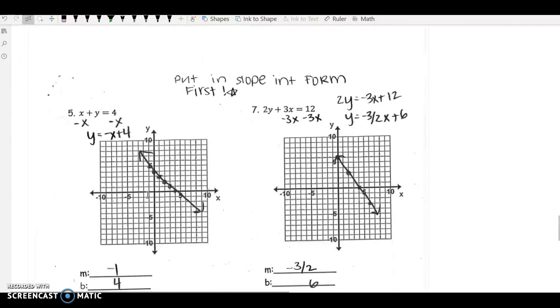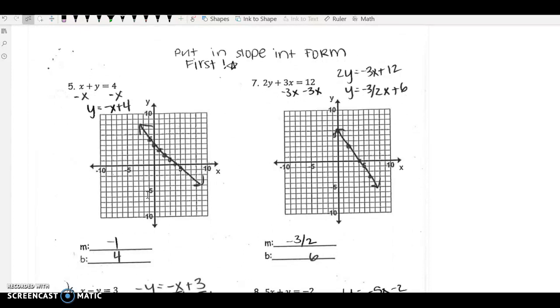All right. Second half, over here, you had to put it in slope-intercept form first. All these equations on this page were not in slope-intercept, so you had to get y by itself. So I started with number 5 by subtracting x. I got y equals -x plus 4. So my y-intercept started at 4. I went down 1 and over 1, down 1 and over 1, down 1 and over 1.